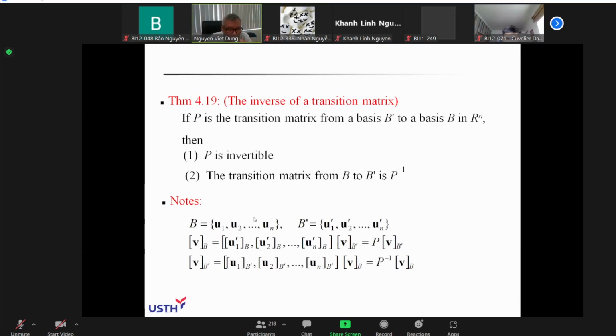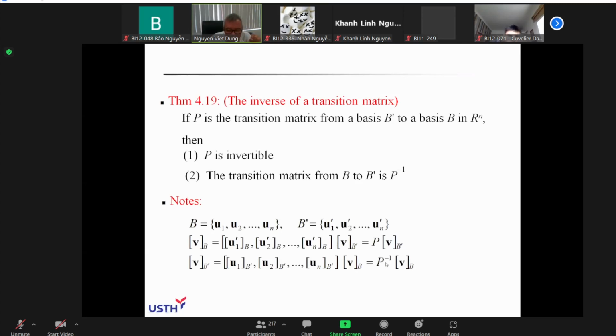And I summarize it in the following. Suppose that B is like that and B prime is like that one. Then [v]_B equals P multiplied by [v]_B', and [v]_B' equals P inverse multiplied by [v]_B. So what is P and what is P inverse? P is defined like that one. You take the coordinate columns of u1 prime, u2 prime, up to un prime relative to the basis B.